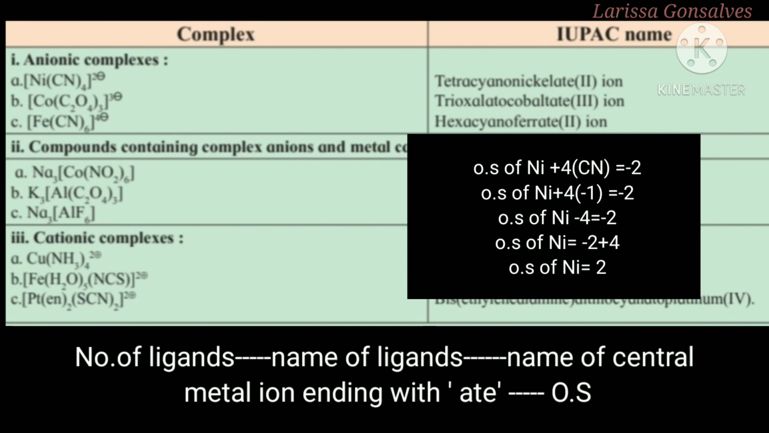So it is tetracyanonickelate(II) ion. We need to put that 2 in parenthesis. When you write the IUPAC name, care should be taken that the first letter should be capital and there should be no space or comma in between the name.